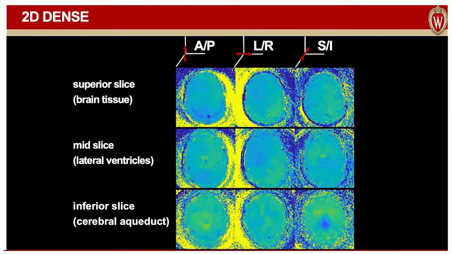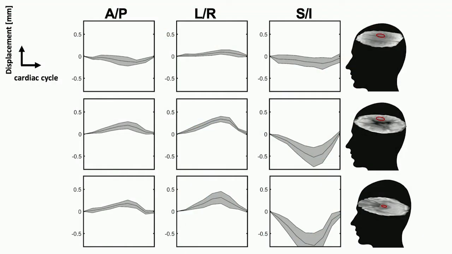If you look at the mid-slice, left to right motion, you can see the interplay between CSF and tissue contraction and expansion. So if we quantify these images and plot the displacement along the cardiac cycle, we see that brain tissue has very tiny pulsations, but as you get closer to regions where there is more CSF motion, you start seeing larger displacements of tissue, more specifically in the superior to inferior direction.